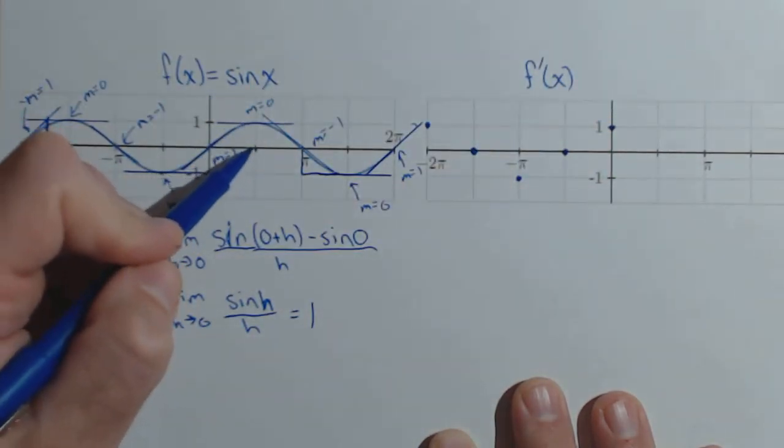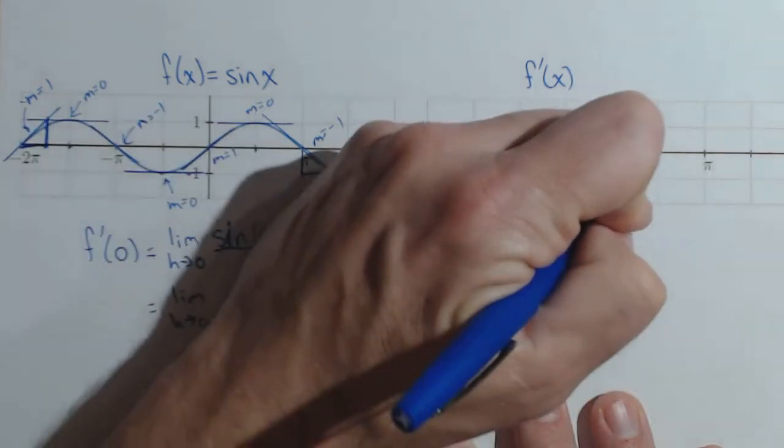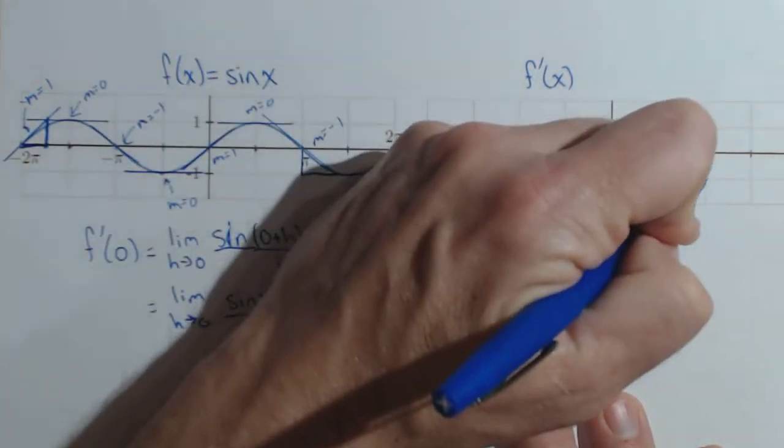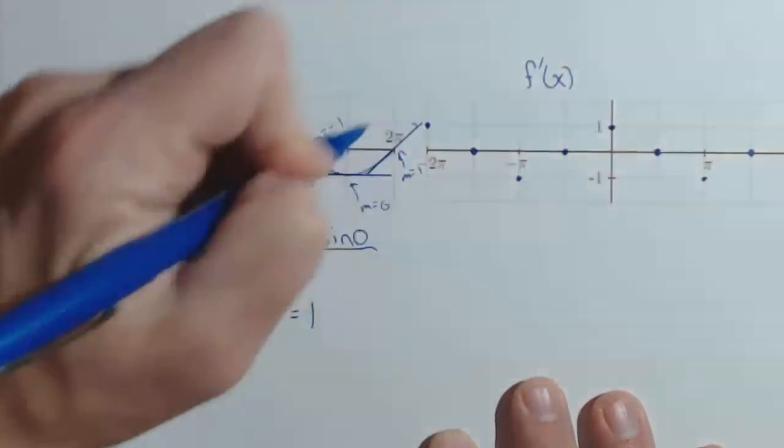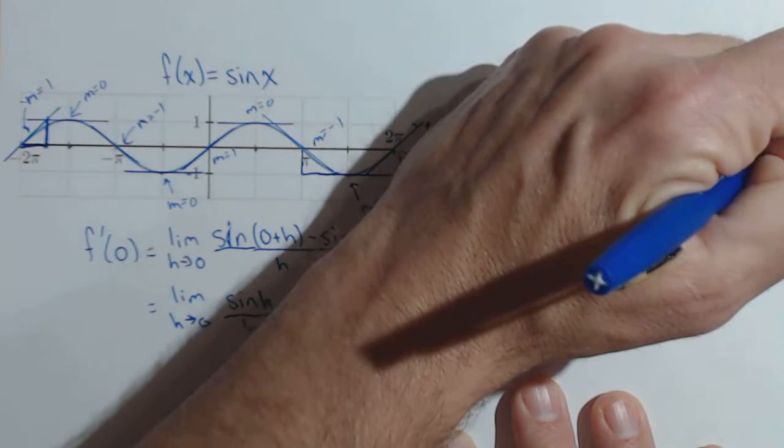Now again, here comes our periodicity. Pi over 2, we have a slope of 0. Pi, we have a slope of negative 1. 3 pi over 2, we have a slope of 0. And at 2 pi, we have a slope of 1.